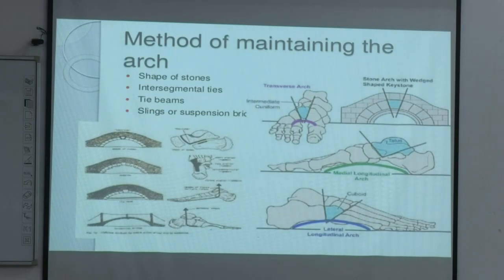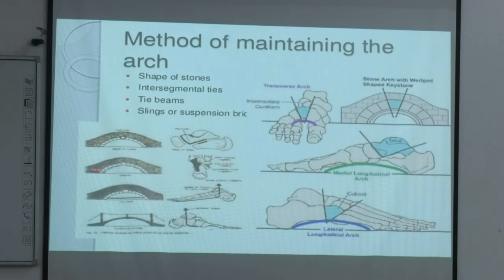Next, so what is the method of maintaining the arch? Due to the shape of the stones, one will be the keystone and the other stones are also placed like the arch. Here, for this bridge, this stone is the keystone, and for the transverse arch, the intermediate cuneiform is forming the keystone. For the medial longitudinal arch, talus is forming the keystone, and for the lateral longitudinal arch, cuboid is forming the keystone. Okay, so these three keystones have been shown.